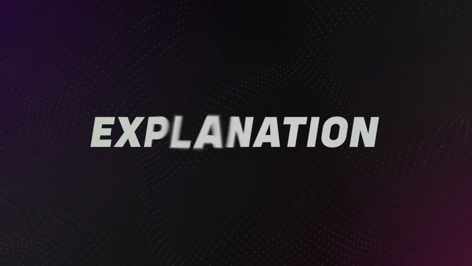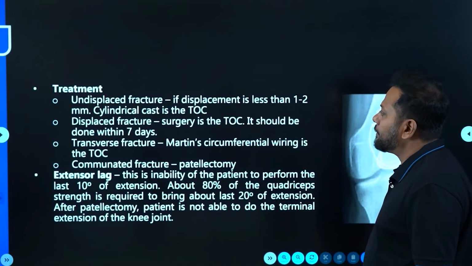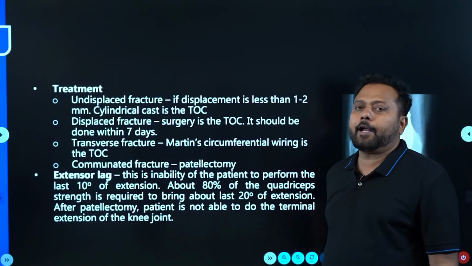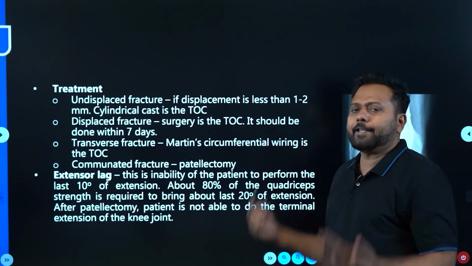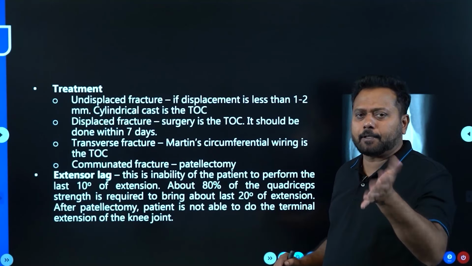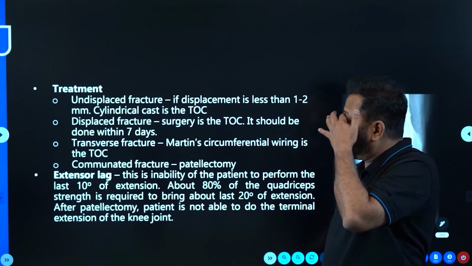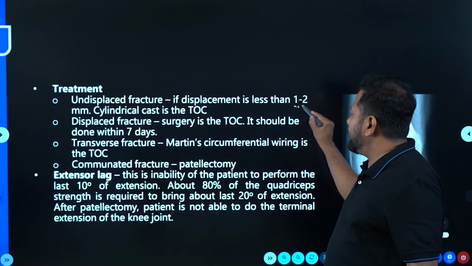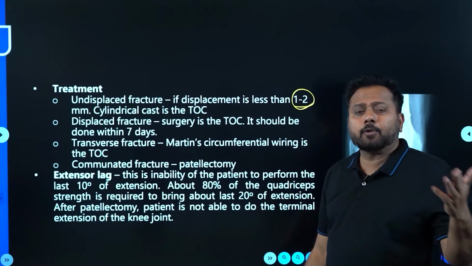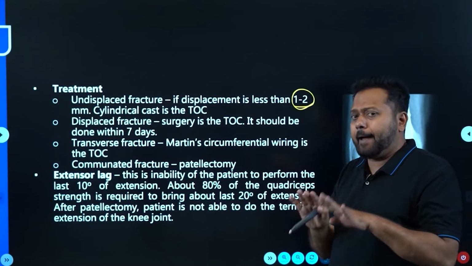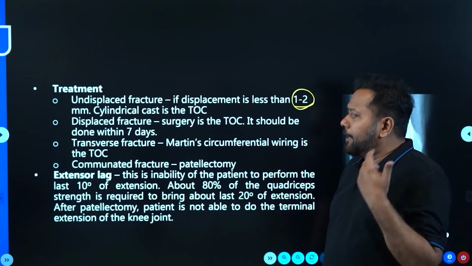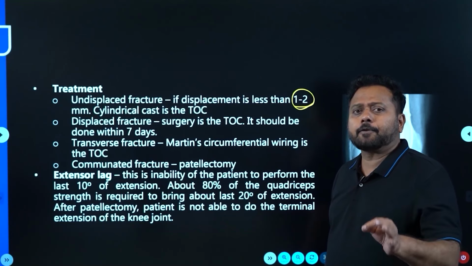Here's the explanation. Once we have diagnosed a case of fracture patella, how do we go ahead with the treatment? Very simple. You assess whether it's displaced or undisplaced. As I told you, if there is less than 2 millimeters of gap, it's called undisplaced. If it's an undisplaced fracture patella, treatment of choice is conservative.